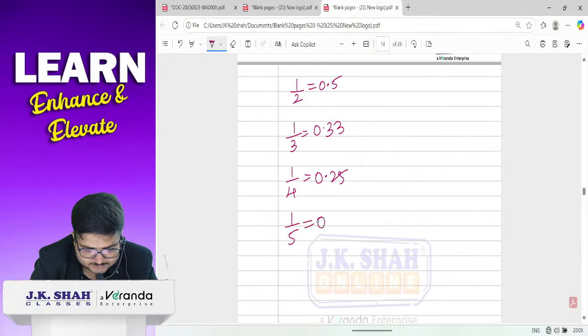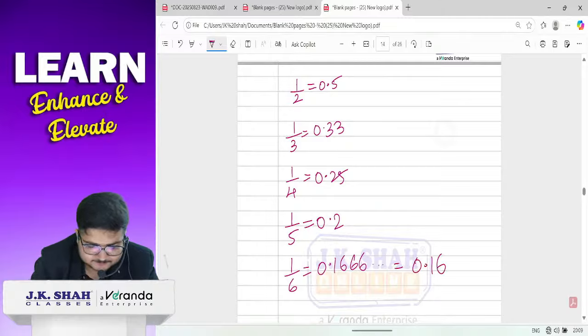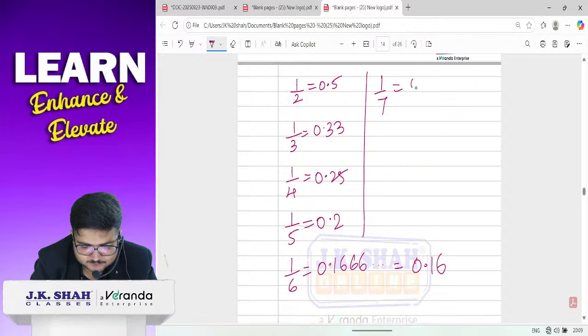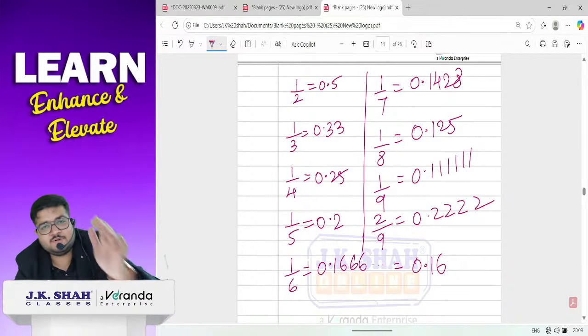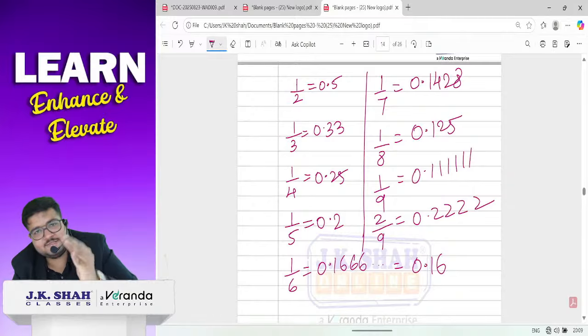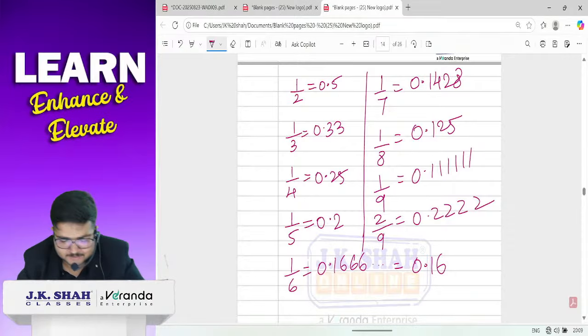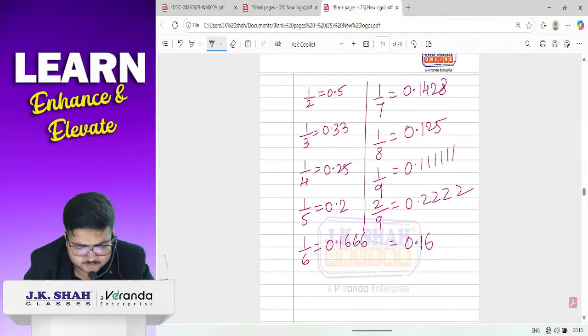1 upon 5 is 0.2, 1 upon 6 is 0.1666666. So I will take only 0.16, right? 1 upon 7 I have given you 0.1428. 1 upon 8 I have given you 0.125. 1 upon 9 is very interesting, 0.111111. What is 2 upon 9? It is 0.222222. What is 3 upon 9? 0.333333. 4 upon 9 is 0.444444. 5 upon 9 is 0.5555, and so on, right? So you have to remember all the fractions.